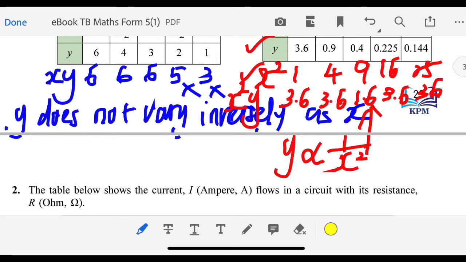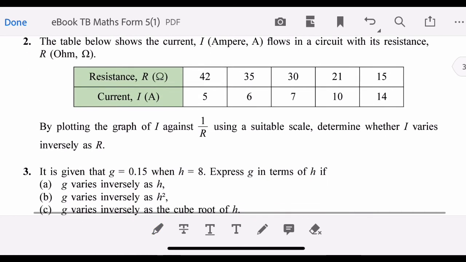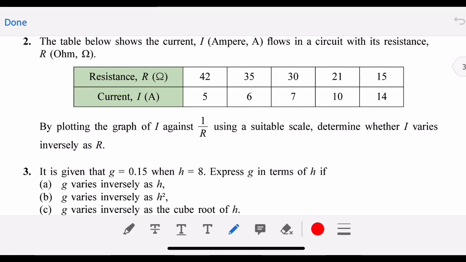Okay, so this is about exercise 1.2b. So for question number 2, you are asked to plot the graph for this one. So you use a piece of graph paper and try to draw. So this is 1 over r and this is current.